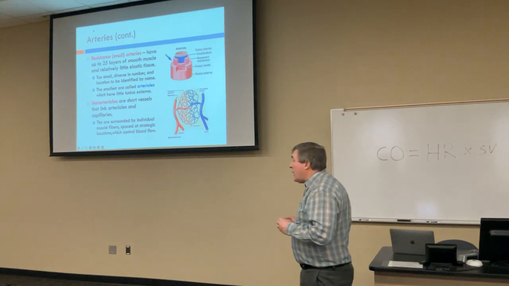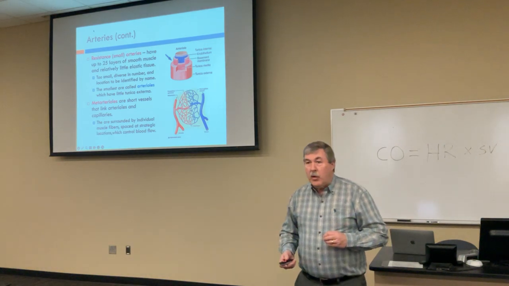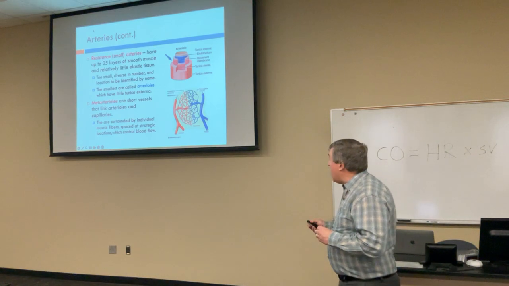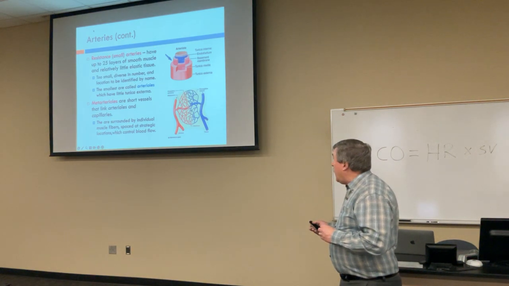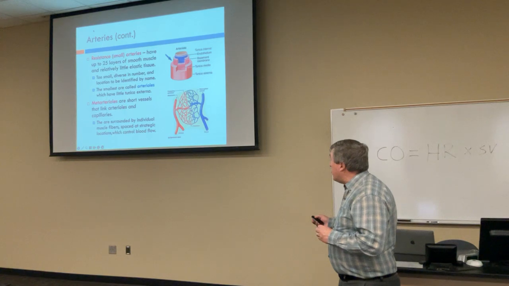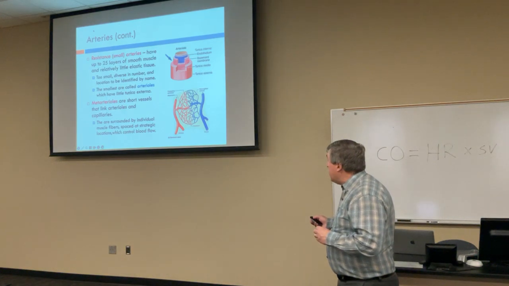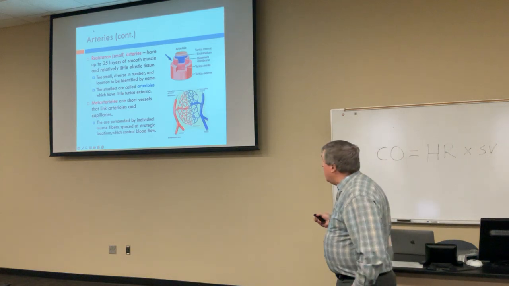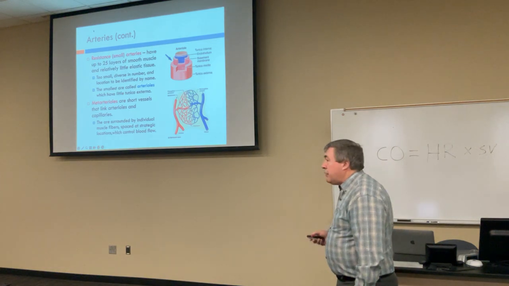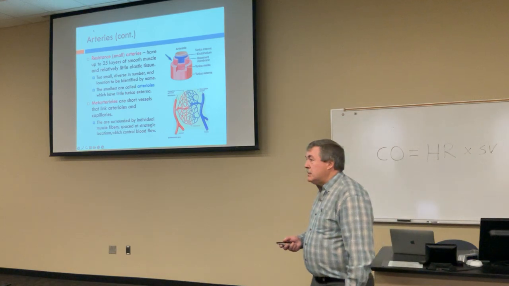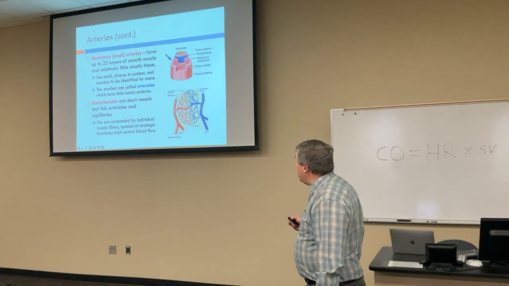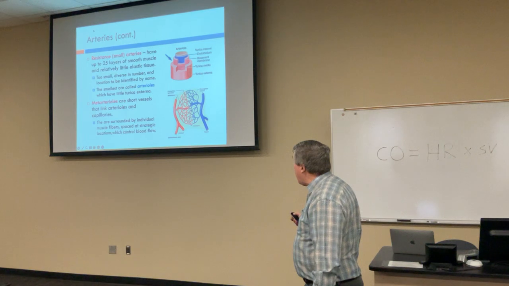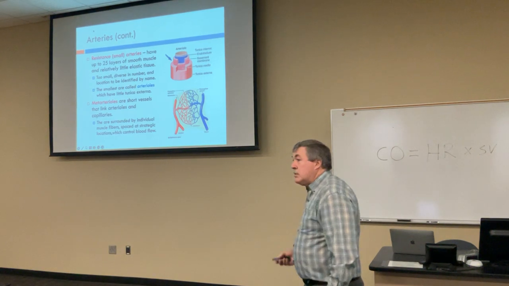Now, there's also a type of arteriole called a metarteriole. Metarterioles can bypass capillary beds. So a metarteriole is a type of anastomosis that can allow blood to bypass going through the capillaries. Instead, blood can just go directly from one arteriole to a venule, which is a small vein.